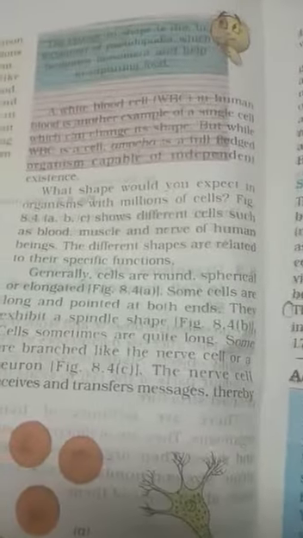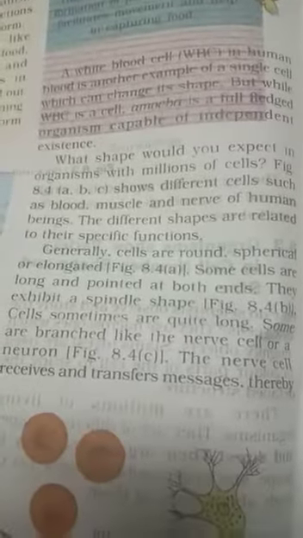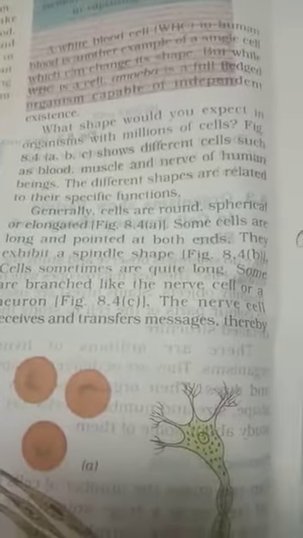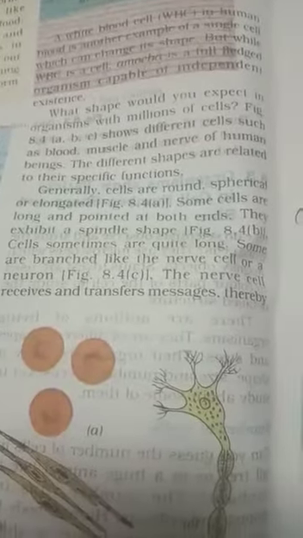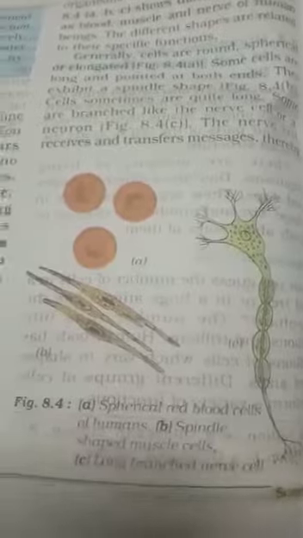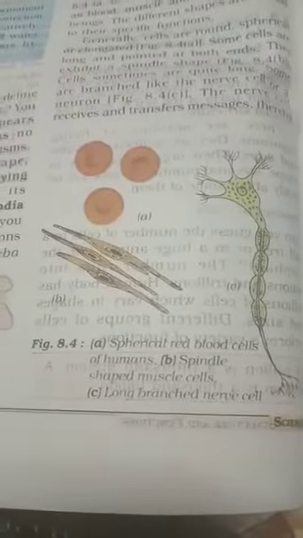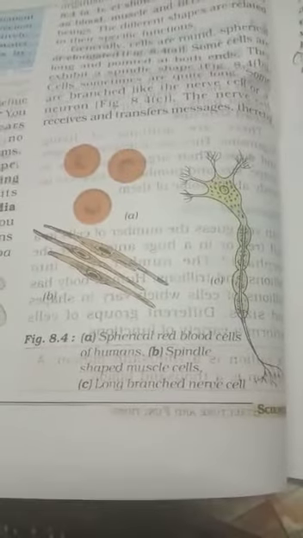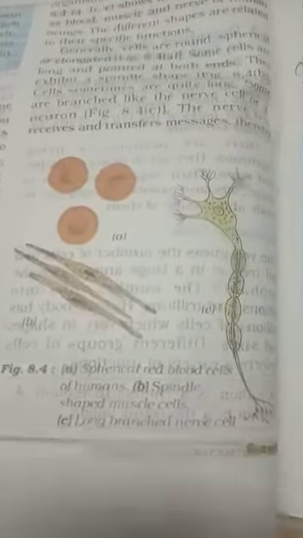What shape would you expect in organisms with millions of cells? The shape of the cell may be different from one organism to another. Generally, cells are round, spherical, or elongated. See the figure. These are the different types of cell. The first one is the spherical red blood cells, a round-like structure. The second is the spindle shaped muscle cells, and the third is the long branched nerve cells.